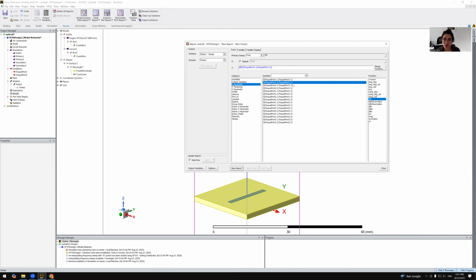This one, what is the meaning of this one? Let's practice. Port 1, mode 2. So port 1 TM to port 1 TE, the first one. So this is the reflection coefficient from TE to TM on the first port. So this is like a cross polarization, cross linear polarization, TE to TM at the first port.